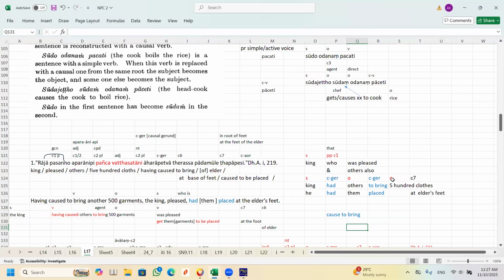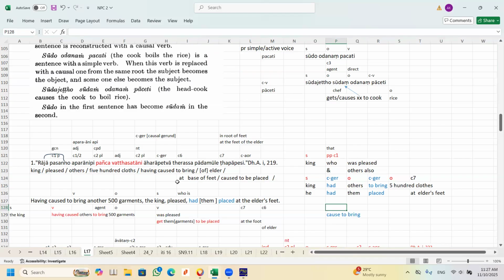Two objects, causative. Others is one object. This is another object. Two objects, same like the upside one. So double accusative. So we change cause to had. The king had others to bring 500 cloths. So same thing, this is translating this one. Follow? So this one is your ahara petwa.